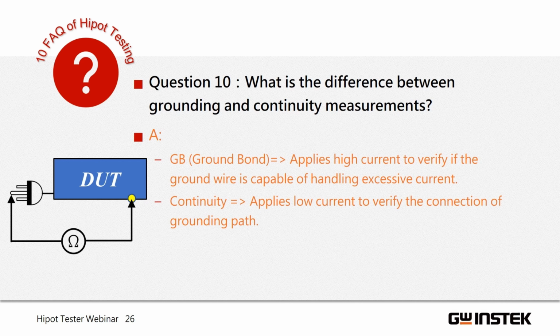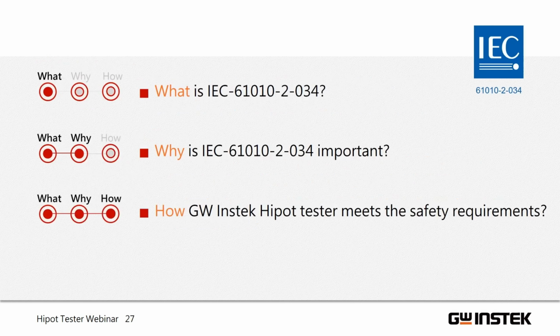Continuity is checking the connection by low current. Now let's talk about the IEC 61010 Part 2-034 standard. We will not go through the detail. Here, we only introduce the key points. We will address this topic in 3 steps: what, why, and how.